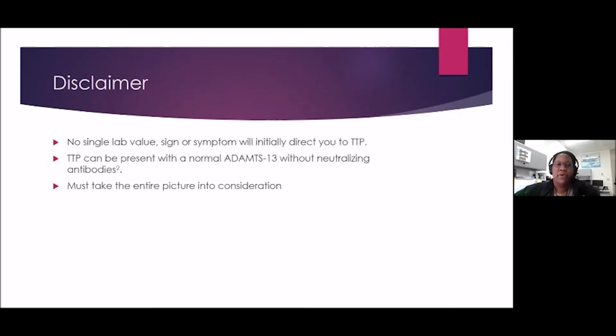So, as I said before, no single lab value, sign, or symptom is going to initially direct you to TTP. TTP can be present with a normal ADAMTS13 without neutralizing antibodies. It has been reported. So you have to take everything into consideration when you're considering giving this diagnosis to a patient.